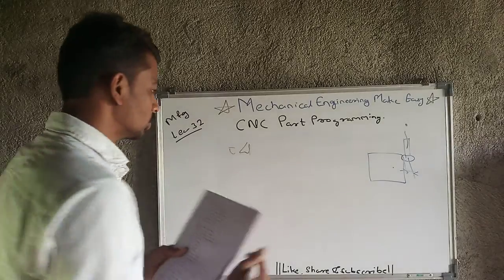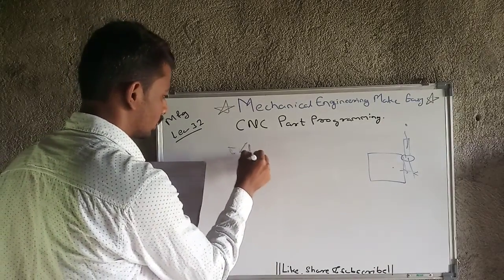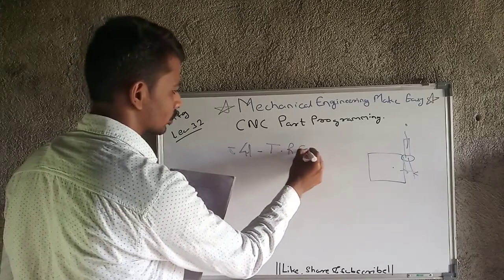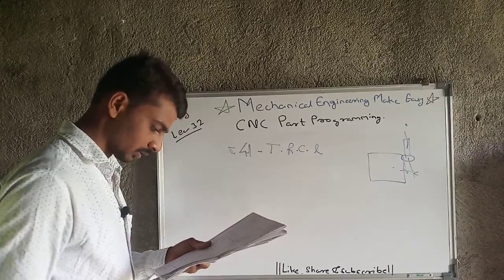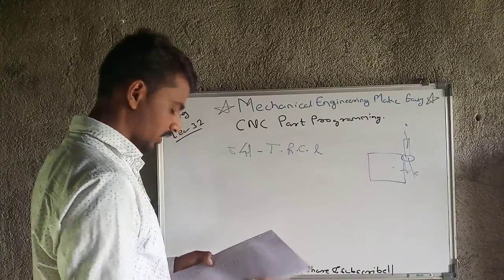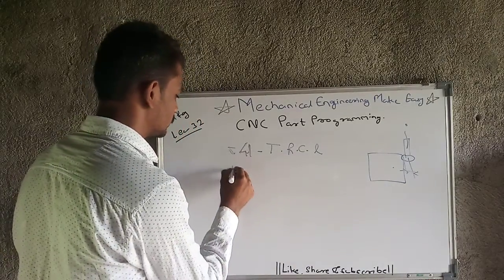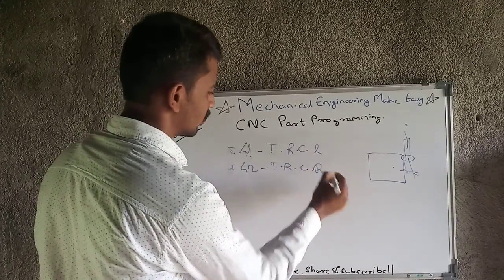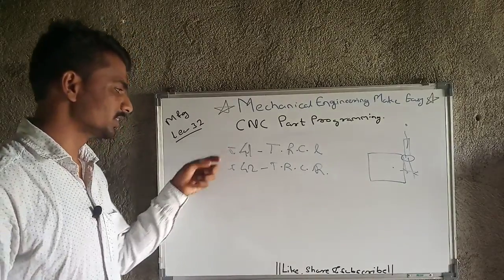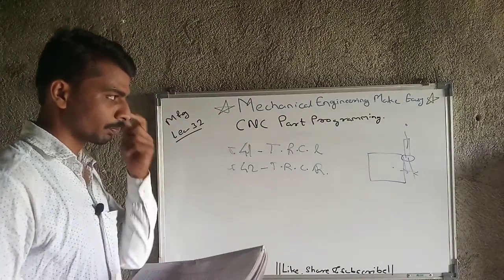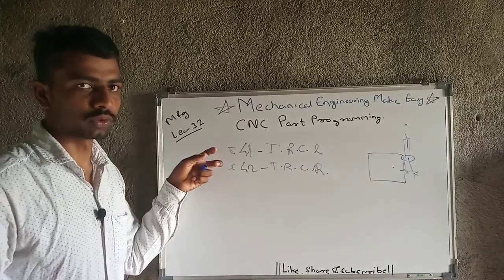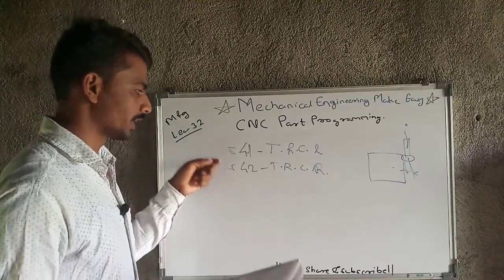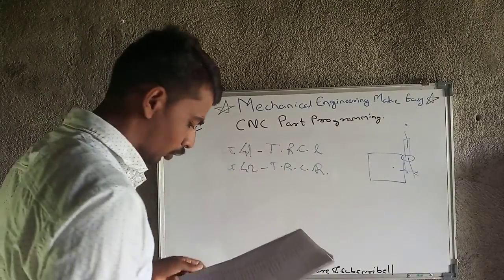G41 is for tool radius compensation left, and G42 is for tool radius compensation right. Note down these also, G41, 42. In case of milling you will definitely have to use one of these codes, either G41 or G42. That's why these two codes are important.